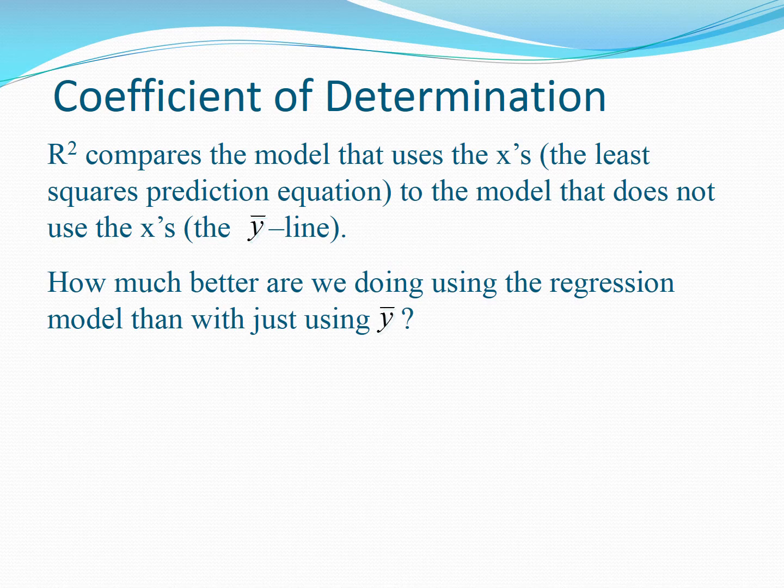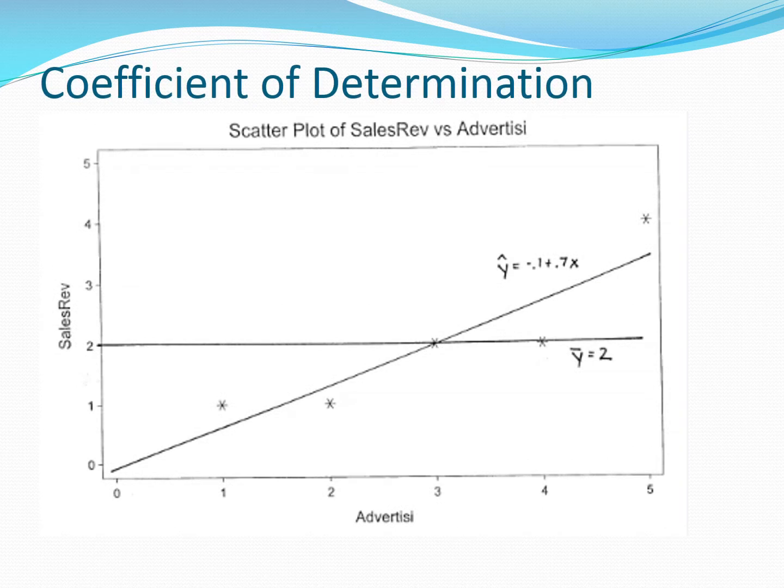And so really it's trying to answer this question. How much better off are we using the regression model than if we just used y-bar? How much better off are we using the x's than not using the x's? R-squared is always going to compare two models. It's taking a look and saying, well, look at how much you missed by here. That's the errors. That would be the SSE. That's that 1.1 that we saw in the printout earlier, versus how much did we miss by here.